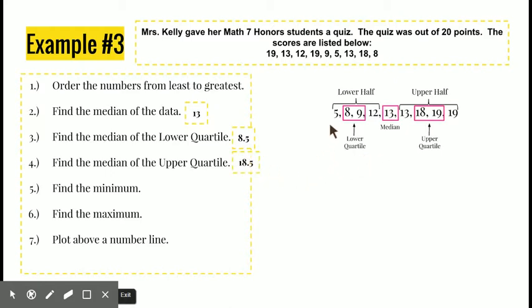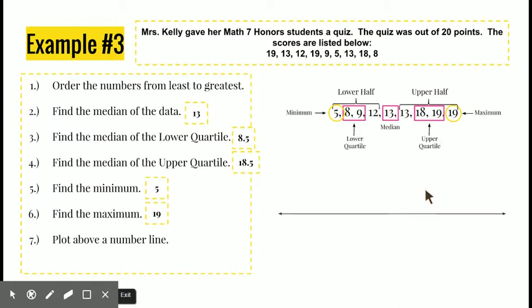Minimum is really easy. The minimum is the smallest number, so that's going to be 5. And the maximum is the largest number, which is 19. So as you can see, actually finding that information is very easy, and it requires very little math, almost no math. You're pretty much just finding the numbers.